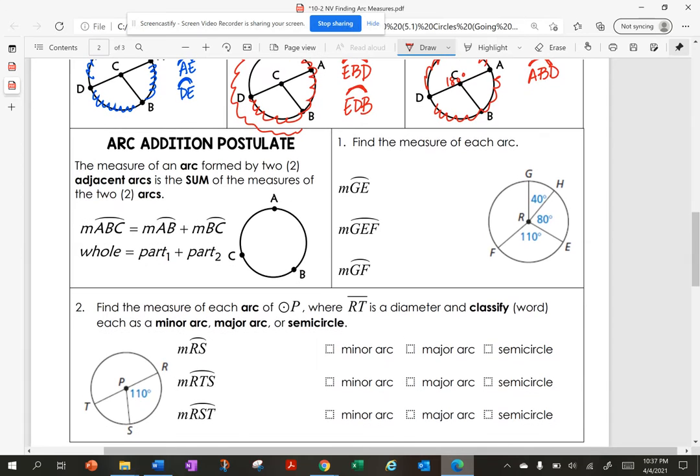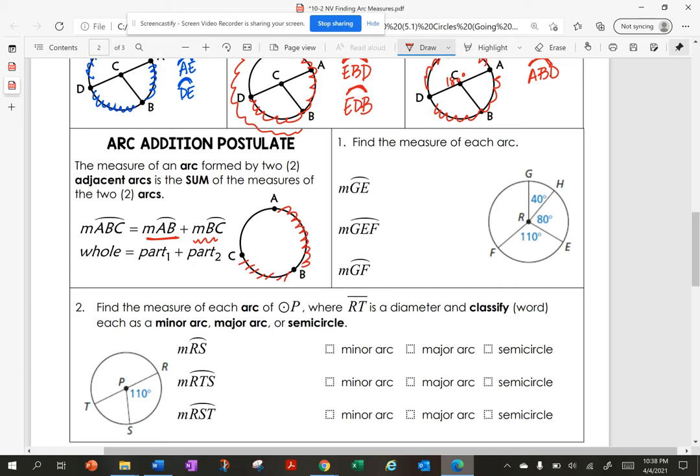Okay, arc addition postulate. Just like I could add segments, I could add angles, I can now add arcs. So the measure of an arc formed by two adjacent arcs is the sum of those two arcs. So if I want to say the measure of arc ABC, it is the measure of arc AB plus arc BC. Okay, so I can say the measure of arc ABC is arc AB plus arc BC.